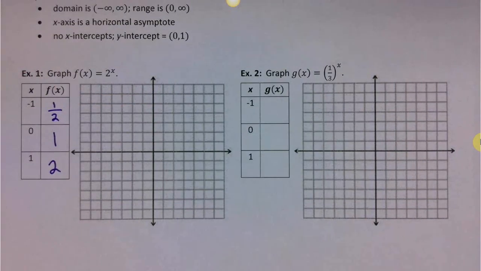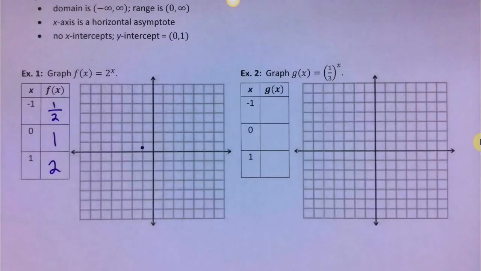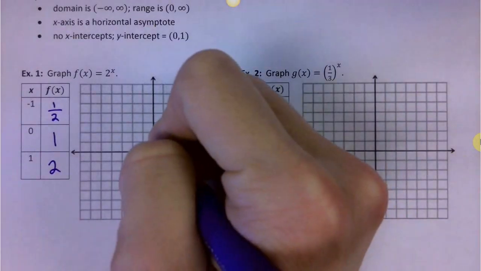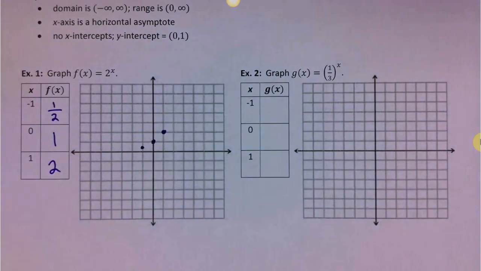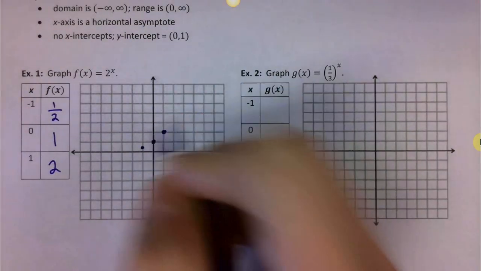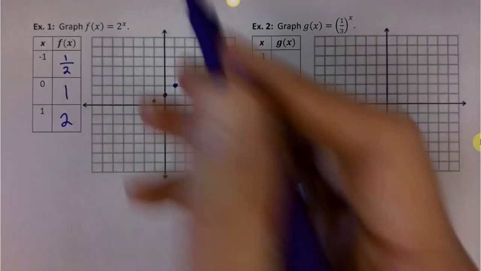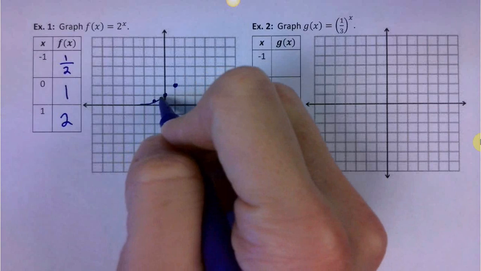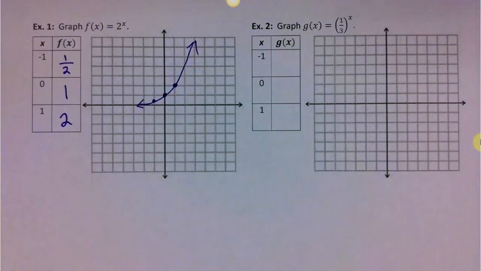So now I'm going to go to my graph paper and plot this collection of points. So we've got (-1, 1/2), (0, 1), and (1, 2). And then connecting these points with the shape that we saw up here, we end up with something that looks like this for the graph of 2^x.